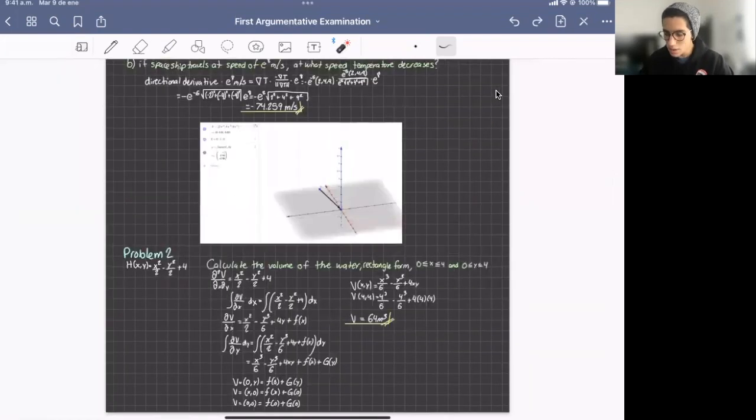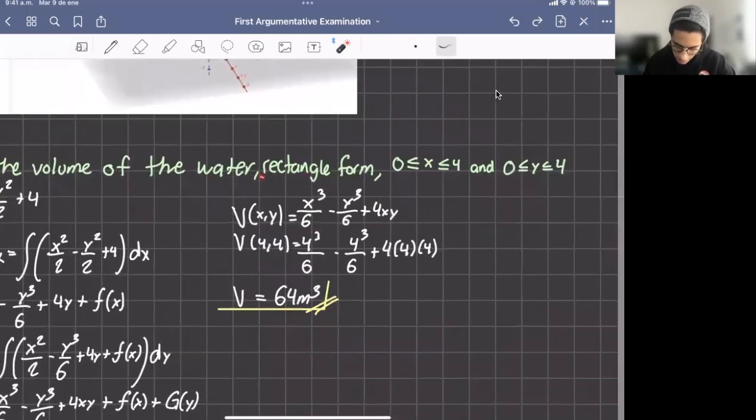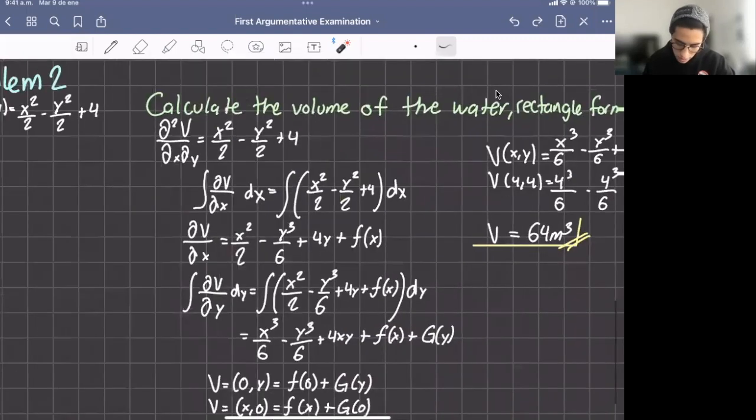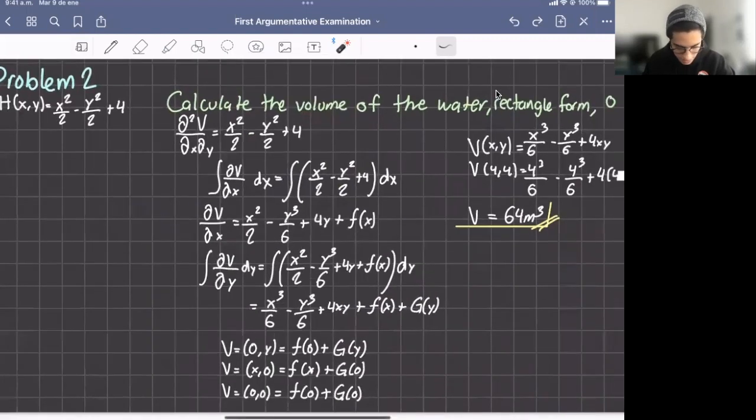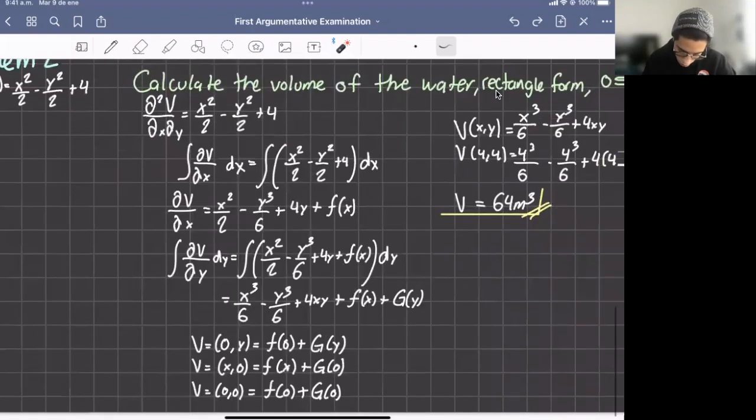Now, in the second problem, it says we have to calculate the volume of water in a rainwater collecting tank that has a rectangular form, and X and Y have these 2 limits. In order to calculate the volume, we make a mixed partial integration, first in X, then in Y. So we use the equation that they gave us in the problem. First we do the operation in X, and then in Y.